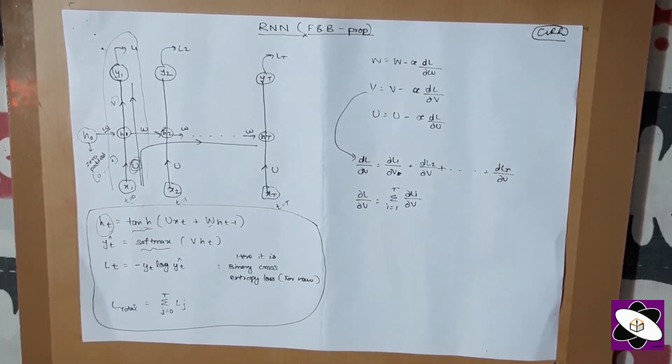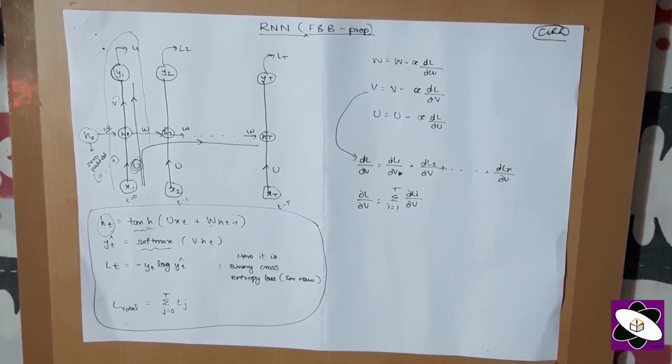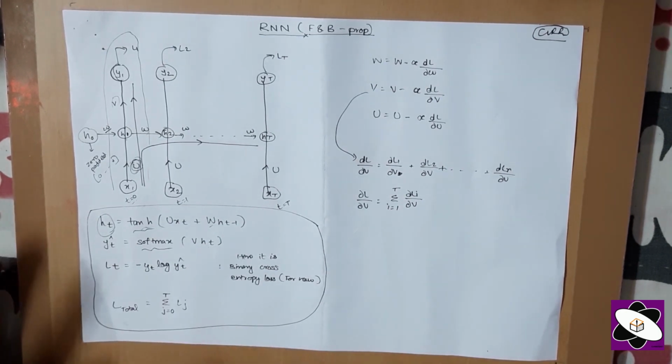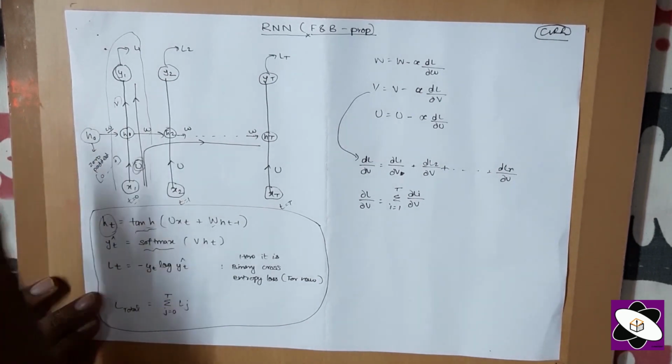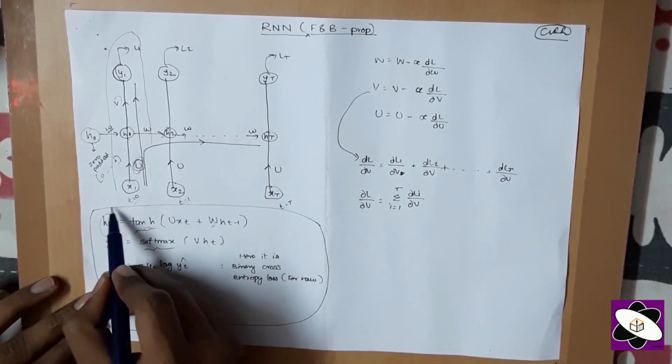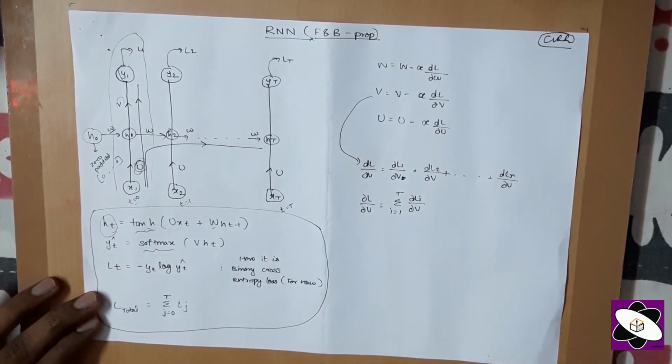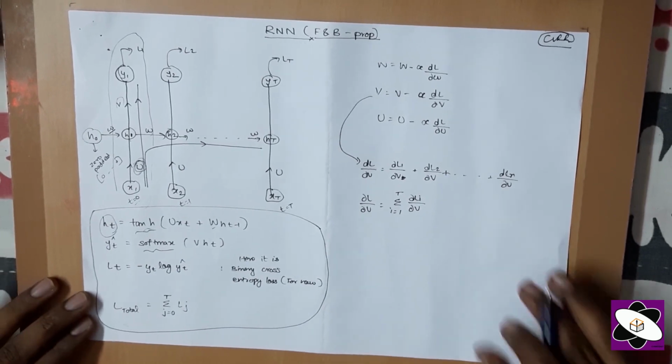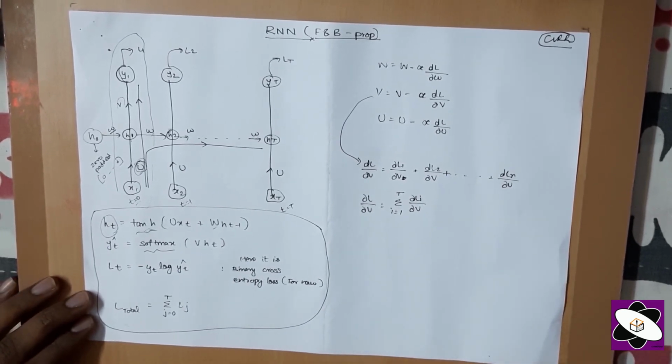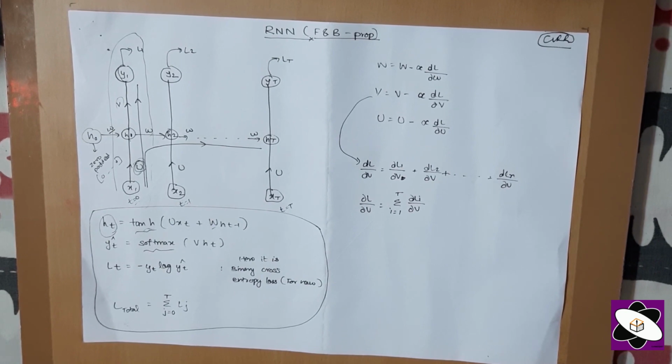So this is the forward propagation. Basically, forward propagation is nothing fancy, we are just using equations and propagating from left to right, as you can see, from timestamp 0 to timestamp t. But how backward propagation happens, we will see in detail, in depth, a little bit.